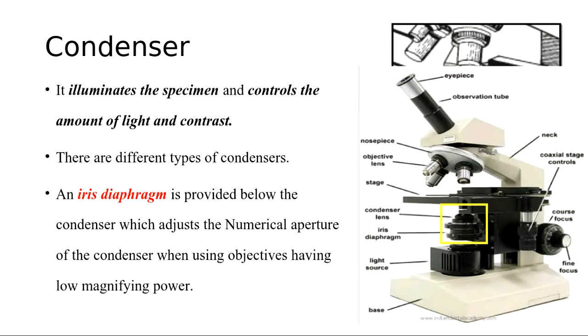And below the condenser is the iris diaphragm. You can see below the condenser in the figure, you'll see the iris diaphragm. The iris diaphragm is provided below the condenser, which adjusts the numerical aperture of the condenser when using objectives having low magnifying power.